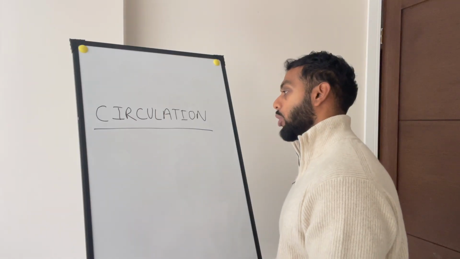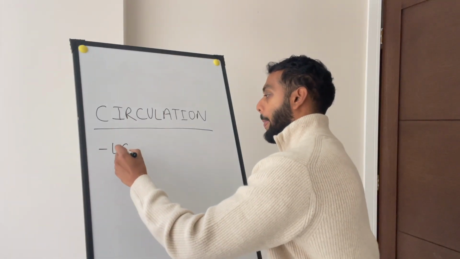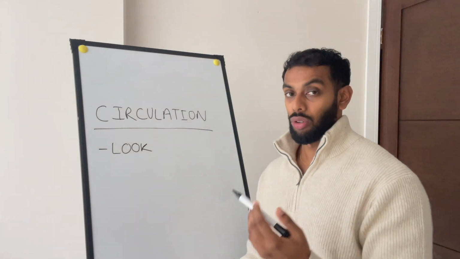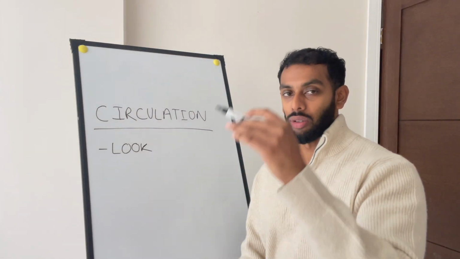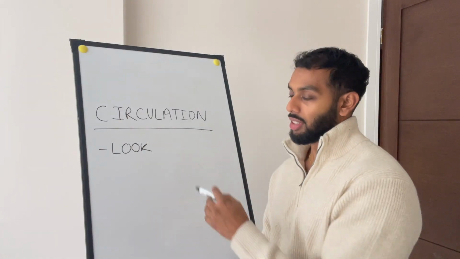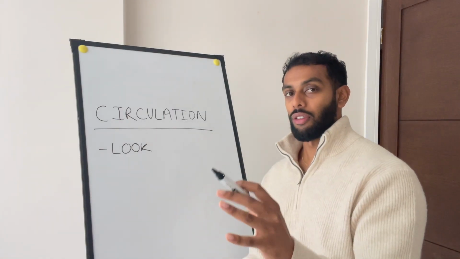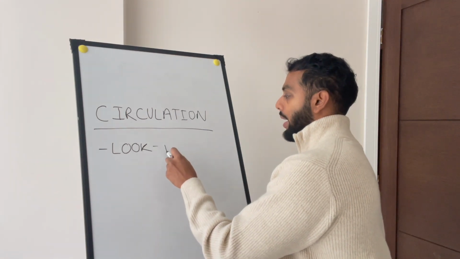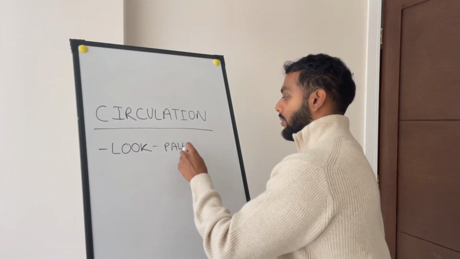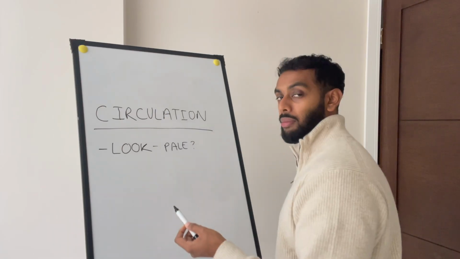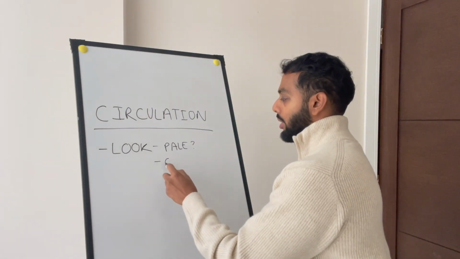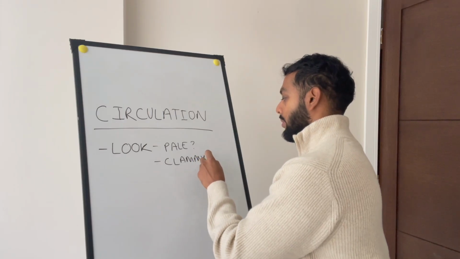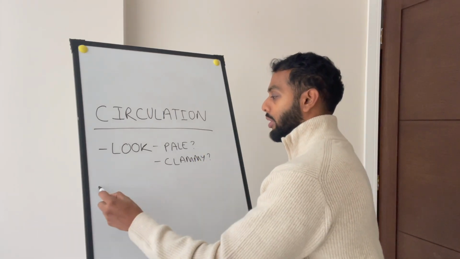So when you look at the patient from the end of the bed, so you've gone to a crash call, you're doing your A to E approach, you come to C, you look at the patient from the end of the bed. What do you look for? Are they pale? Poor circulation? Clammy? Have a feel of their peripheries?